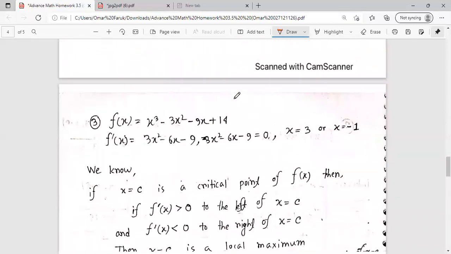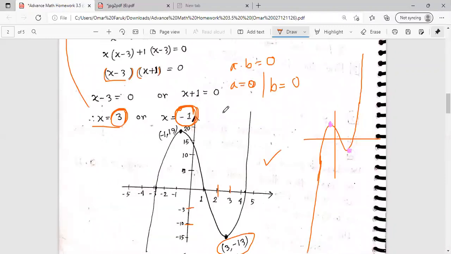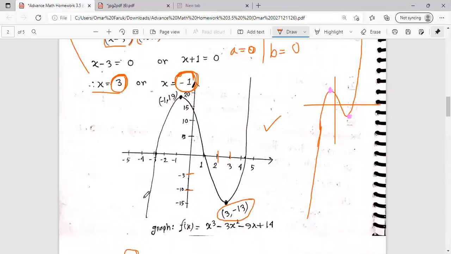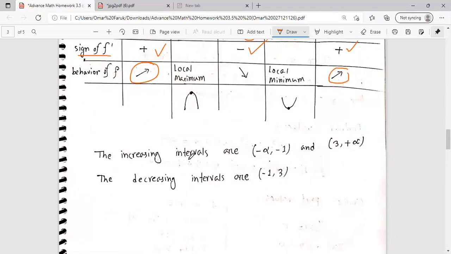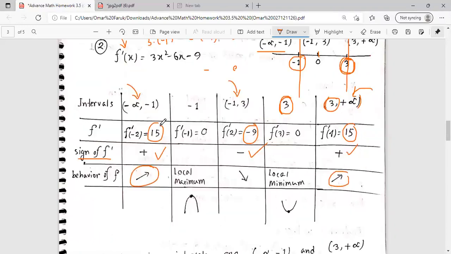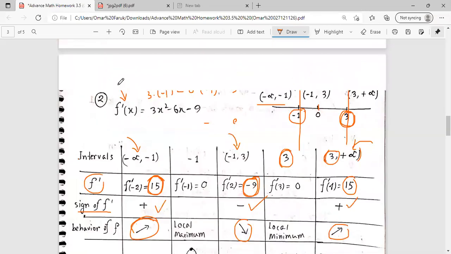So you can look at the graph here. See here, from minus infinity. Can you explain the last one, please? Okay, the last one. If f derivative is a positive number, our function will increase, okay? And if f derivative is a negative number, it will decrease. Okay, I got it.